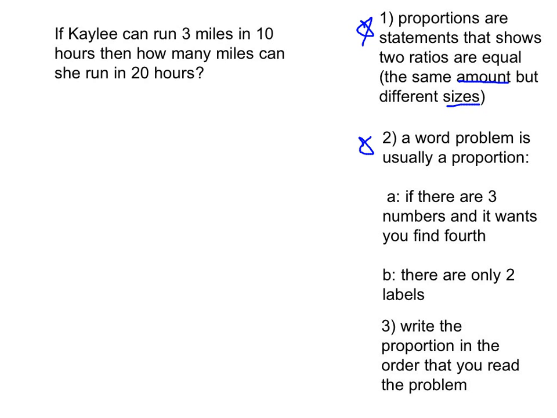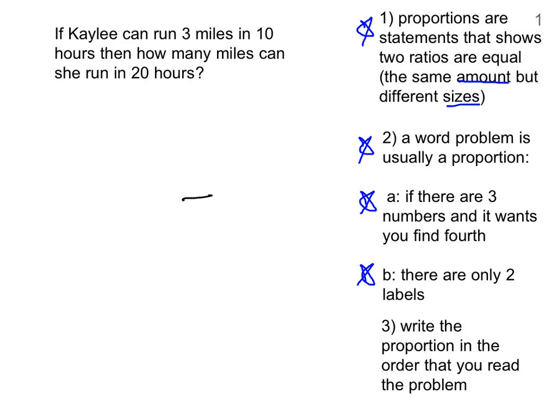Now, in a word problem, you can tell if it's a proportion usually if there are three numbers and they want you to find a fourth, and there's only two labels. So let's look at this problem. As you can see, there's 1, 2, 3 numbers, and they want us to find a fourth. And now let's look at the labels. So far, I see there's hours and miles. So only two labels. So to me, this looks like a proportion.